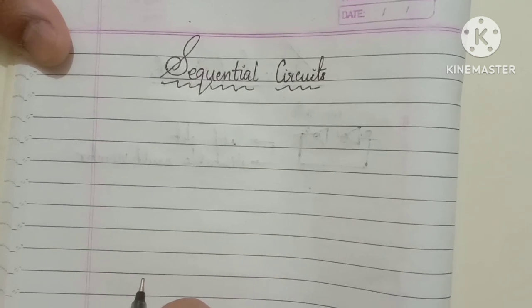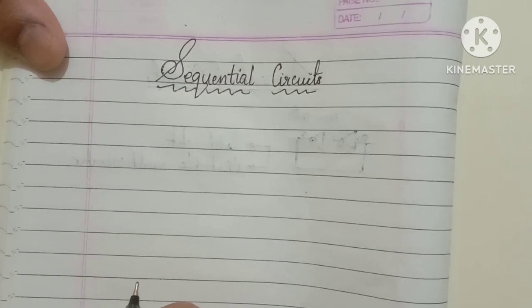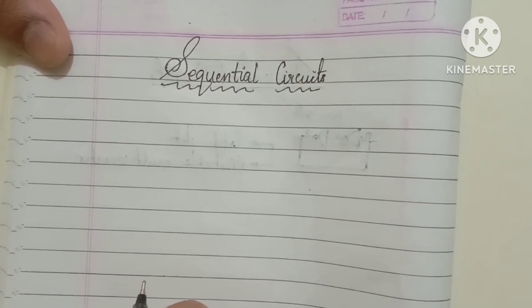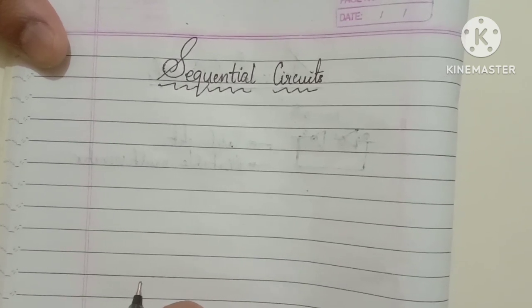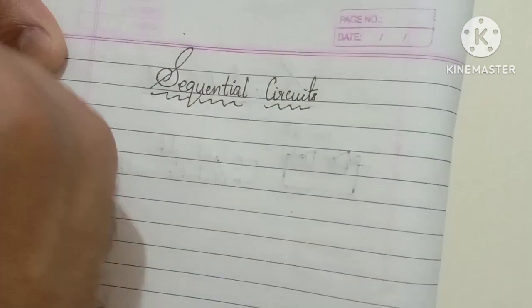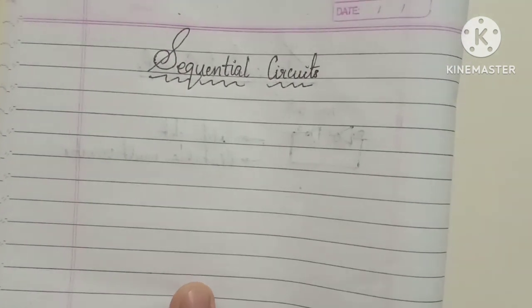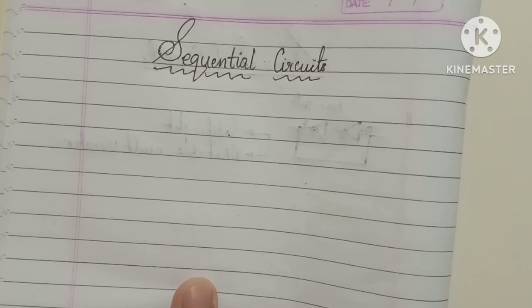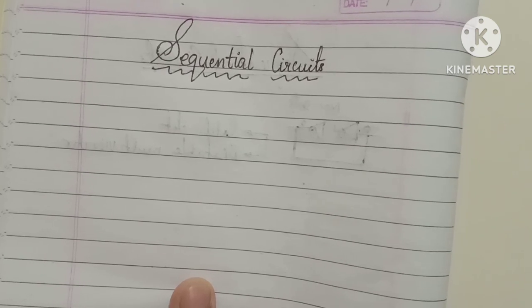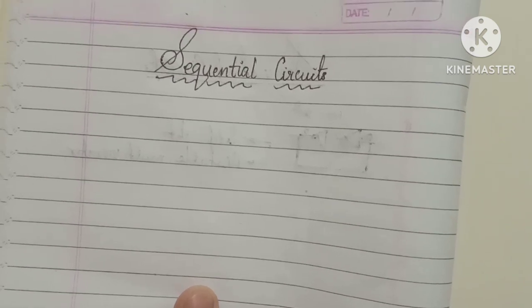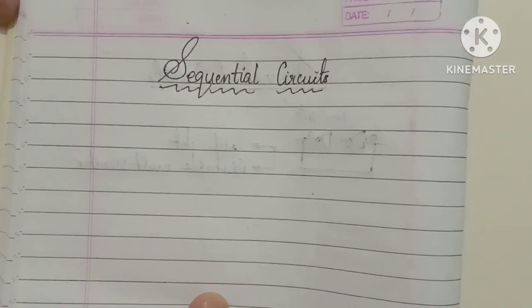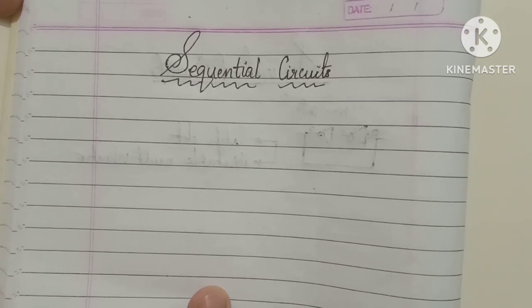So we have completed with the combinational circuit. Now we are back with the sequential circuit. So we completed the mux and demux, which are the last topics of the combinational circuit. Now we are continuing the sequential circuit part of the digital electronics series.